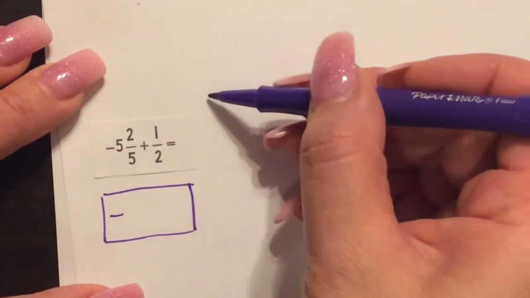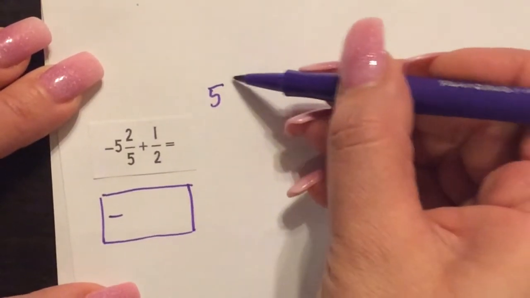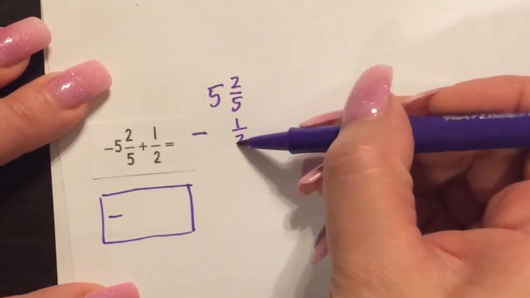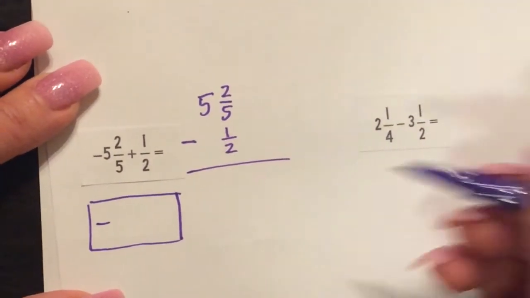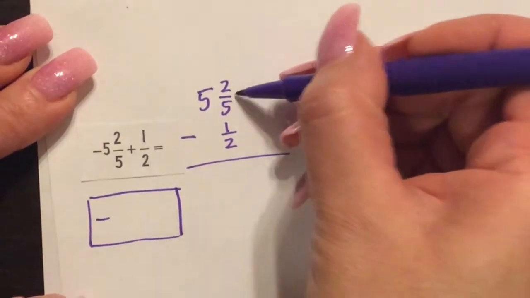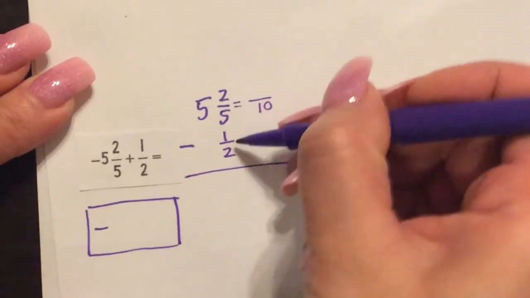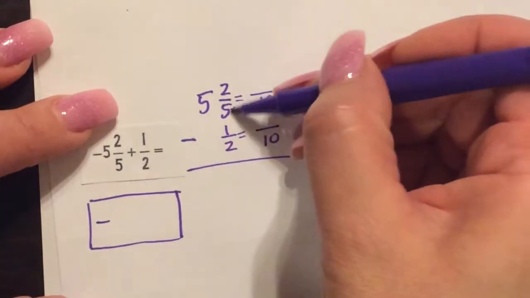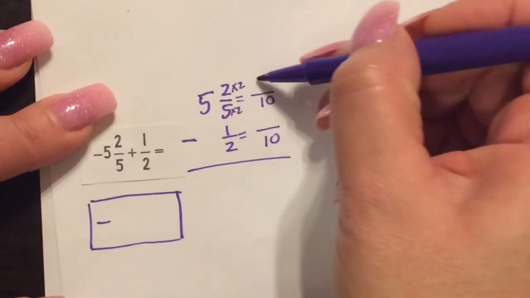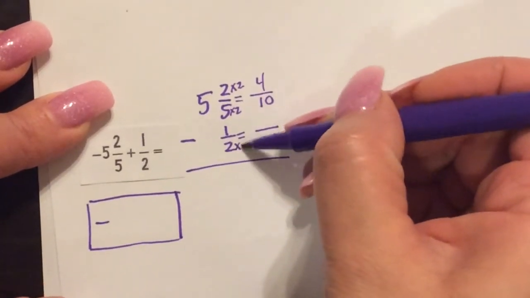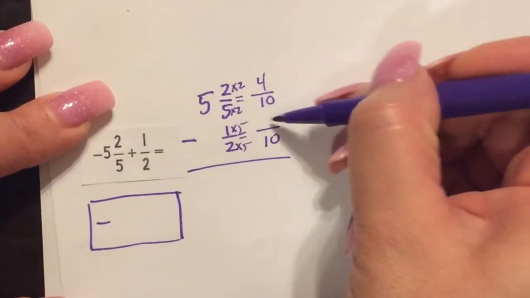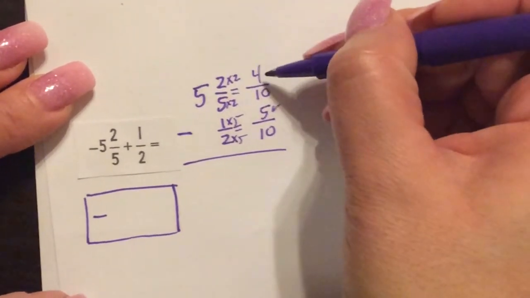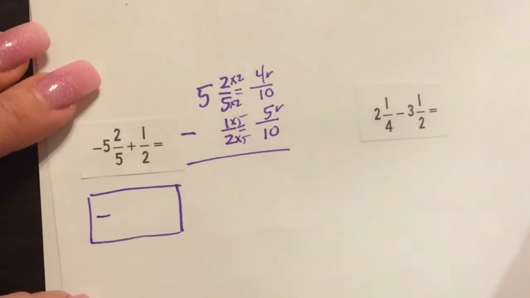I have 5 and 2/5 minus 1/2. And so I need to turn them into a common denominator, which in this case is going to be 10. And then I go 5 times 2 is 10, 2 times 2 is 4, 2 times 5 is 10, 1 times 5 is 5. And if you notice, 5 is bigger than 4, so we cannot subtract.